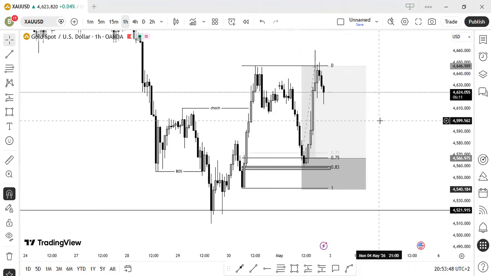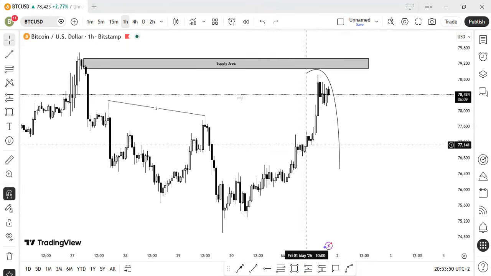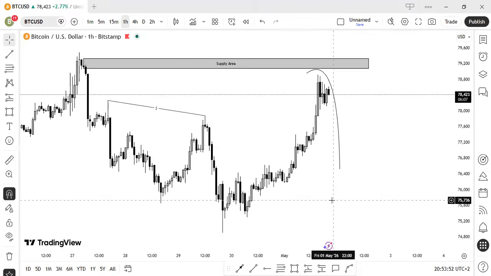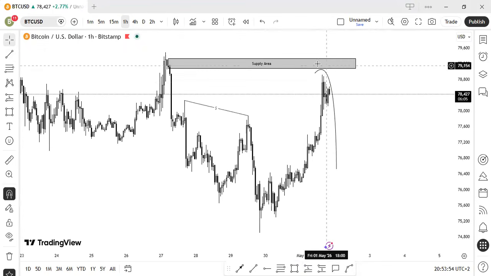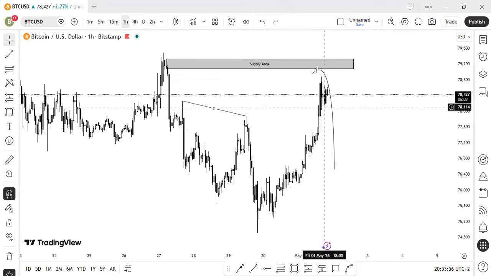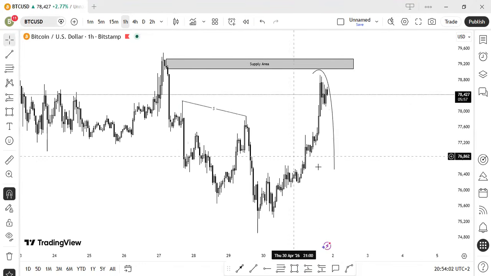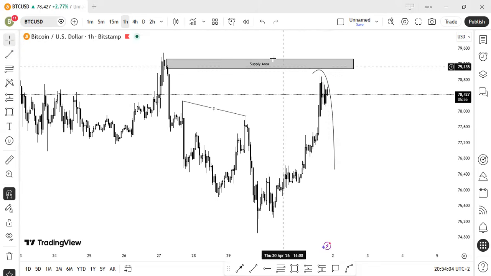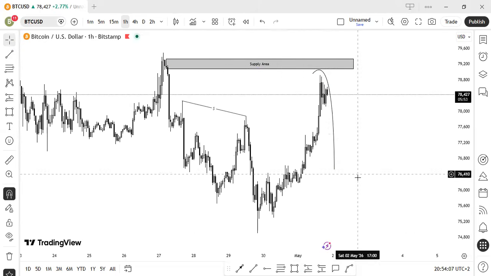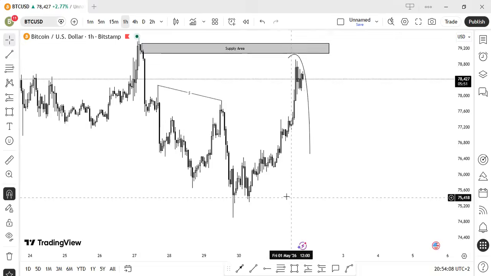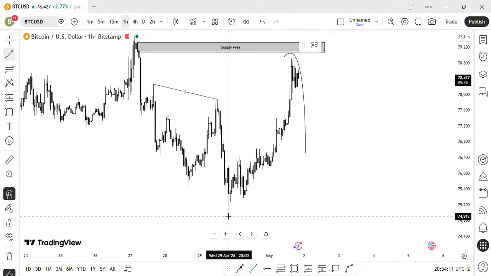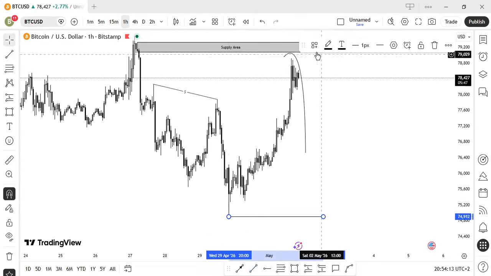And then I was also looking at Bitcoin, but we haven't tapped into this point of interest yet. I want to see if we still want to respect this. We have liquidity here that we generated. We took that. And then we have the supply area here. I want to see if we're going to get a reaction off of that. And then this is the low I'll be looking to see get taken out.